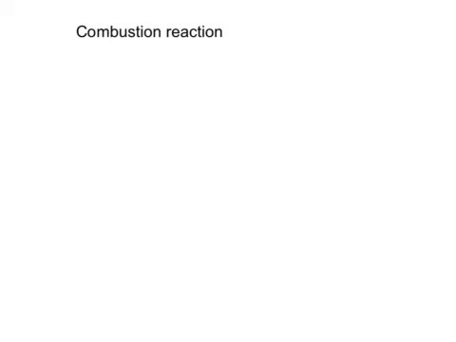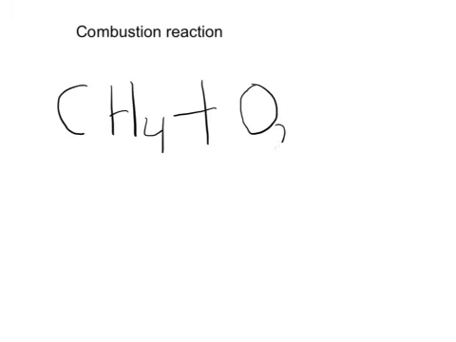Alright, the last type of reaction we have is called a combustion reaction. In a combustion reaction, you start with a hydrocarbon. For example, we could do CH4. You always add oxygen. Think about when you make a fire, like camping, you have to add O2 or oxygen. That will react to form carbon dioxide, CO2, and water, H2O.